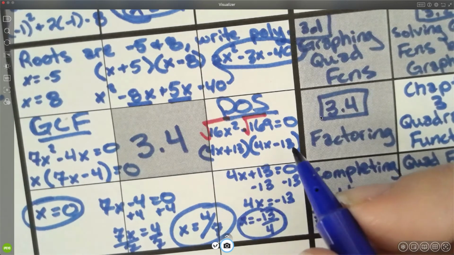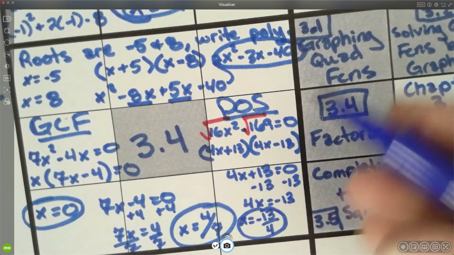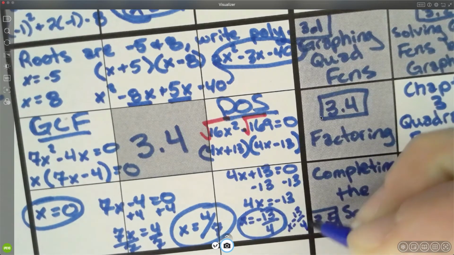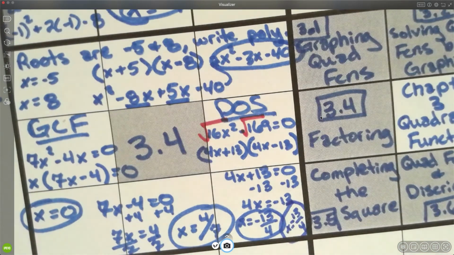to 0, what will my answer be? It's going to be the opposite. It's just going to be 13 over 4. It'll be positive 13 over 4. Okay, is it okay if I don't show that work because I'm running out of room?